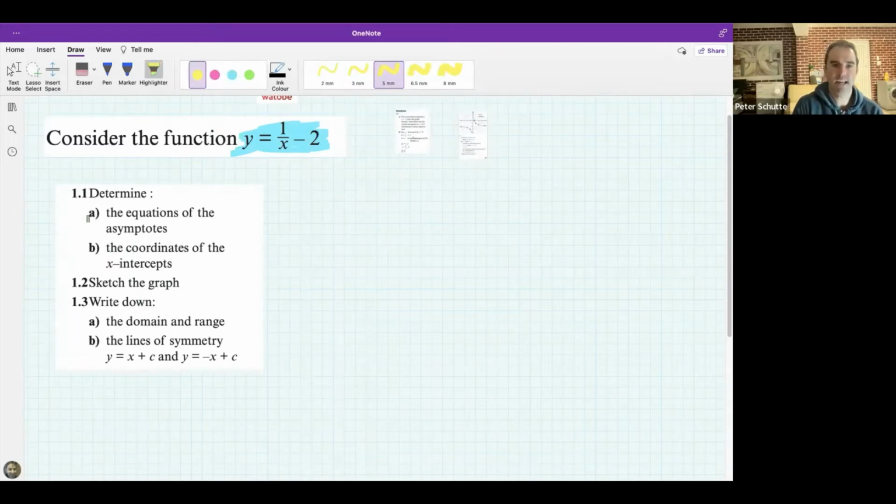Now, let's start by just doing A and B. For those who feel very comfortable, you can go ahead and sketch the graph, but let's try and find A and B first. Okay, so over to you guys.